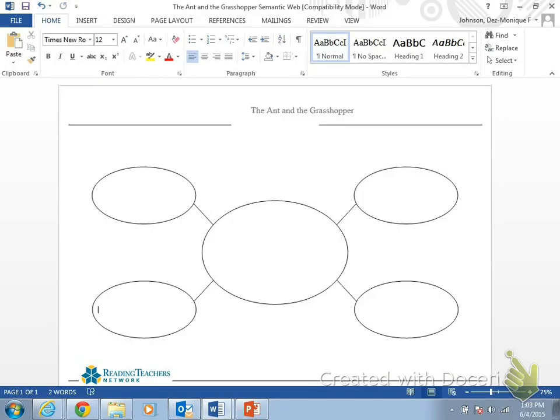All right, if we look at this web, it looks a lot like other webs we've used before. It actually looks like a bubble map. The difference between a bubble map and a semantic web is that the semantic web actually has very specific purposes and ways in which it is to be used. So we're not just gathering ideas like we do in a bubble map, but we're actually going to be using each one of these bubbles for a specific purpose.